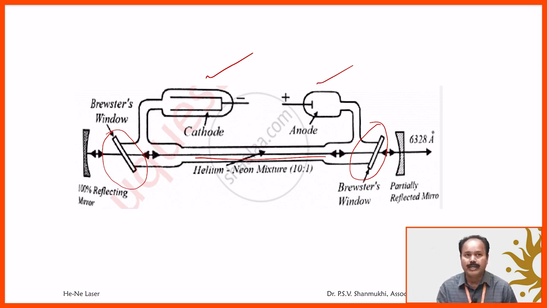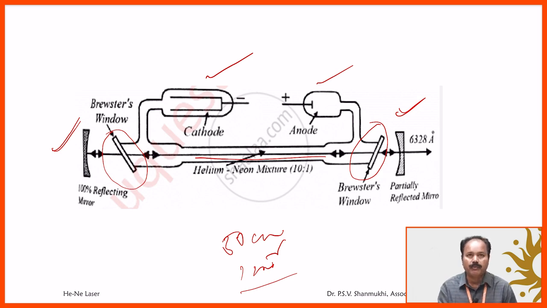At the two ends, two mirrors are provided. This is a 100% reflecting mirror and this is the partially reflecting mirror. Adjusting the distance between these two, we can get the optical resonator arrangement. Okay, we shall see the construction. Once again, in the construction, this is a long discharge tube of 50 centimeters long and 1 centimeter square cross sectional area.